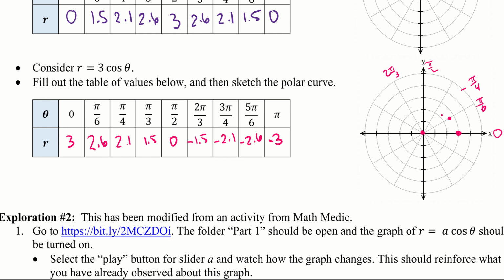Well, 2 pi over 3 is here, so I'm going to go backwards -1.5 units. And I think I forgot to graph my pi over 3 at 1.5. Let's try that again. I skipped that one.